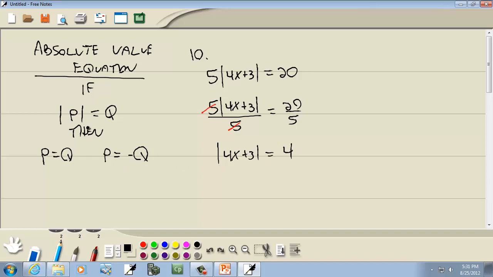So our formula says if you got the absolute value by itself equal to the other side, you drop the absolute value, set it equal to positive the other side. So we got 4x plus 3 is equal to 4. And you drop the absolute value and you set it equal to negative the other side. So we have 4x plus 3 is equal to negative 4. Now we're going to solve for x. So I take 3 over, and I'll take 3 over here. So I get 4x is equal to 4 minus 3. And here I get 4x is equal to negative 4 minus 3.